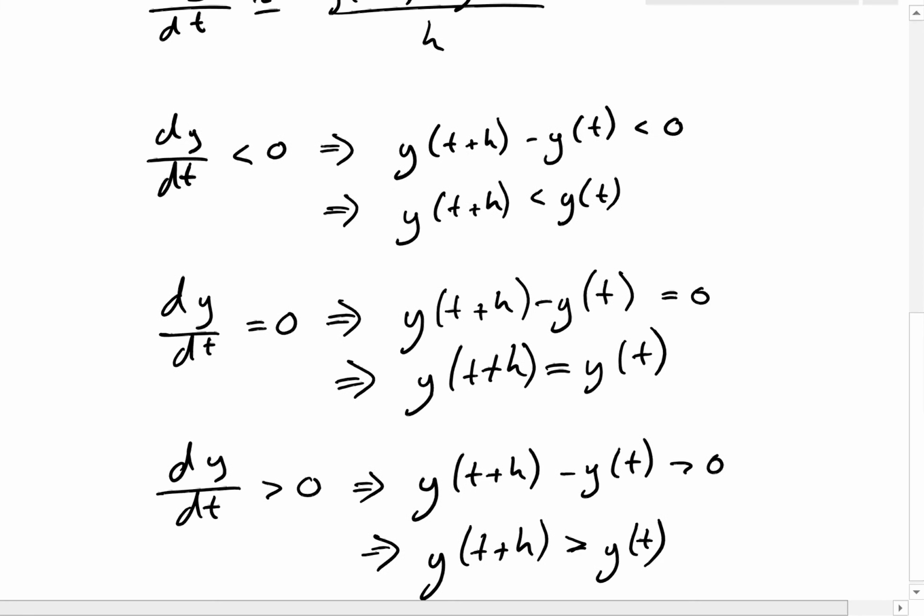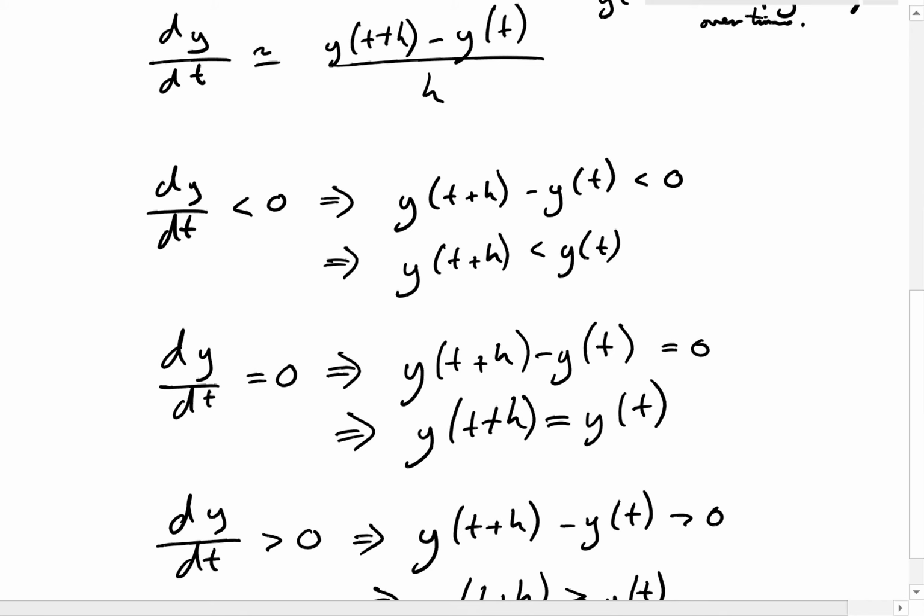Why could I just ignore that h on the bottom? Well, because we've just taken h to be a small positive number. The very fact that h is positive means that it's not going to have any contribution to making dy by dt negative. It's always going to be the numerator that has that contribution. And because we know it's positive, it can't be equal to 0, or make this right-hand side equal to 0. It's basically not going to do anything, so you just ignore it.